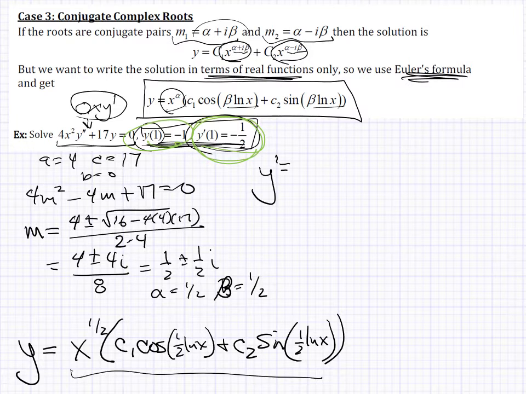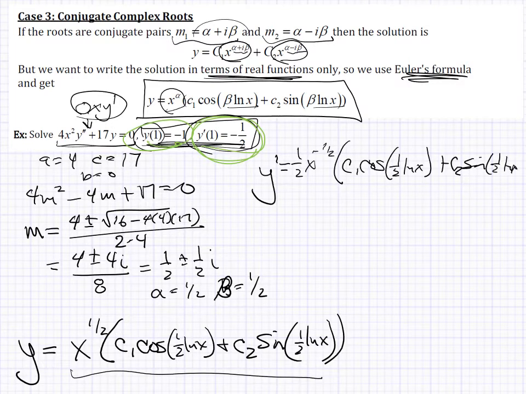So our y prime would be 1/2 x to the minus 1/2 times [C1 cosine of (1/2 log x) + C2 sine of (1/2 log x)] plus, it's product rule here I'm doing, x to the 1/2 times the derivative of the inside here, in which case it's going to be a chain rule and a chain rule. So it's going to look pretty messy, but we're going to get through this pretty easily still.